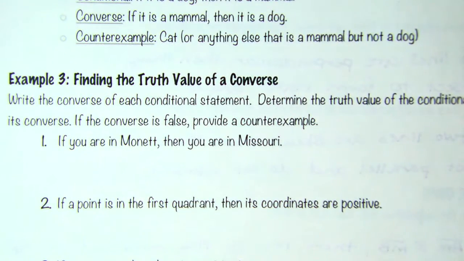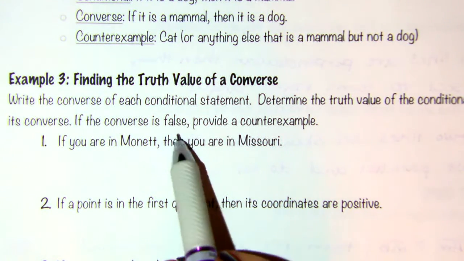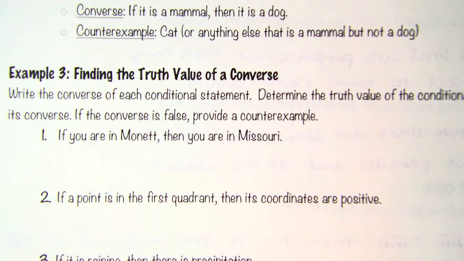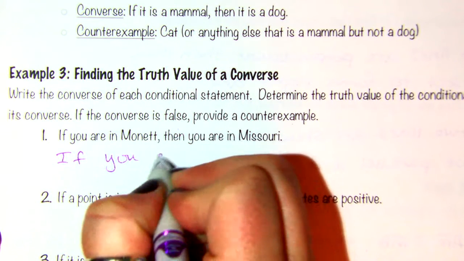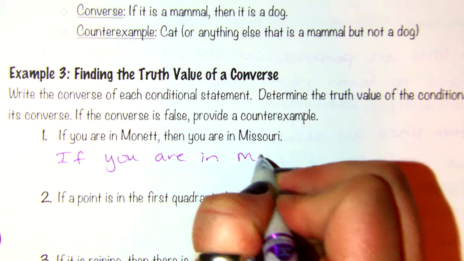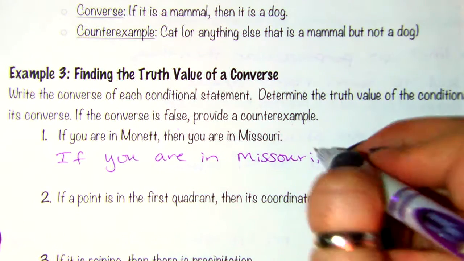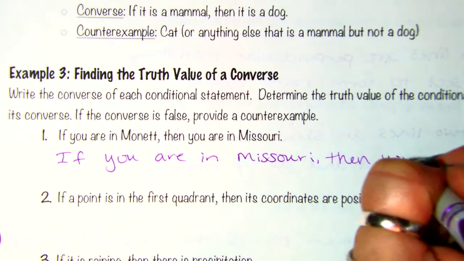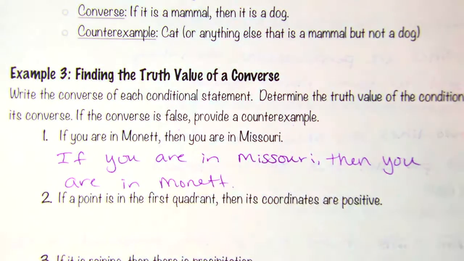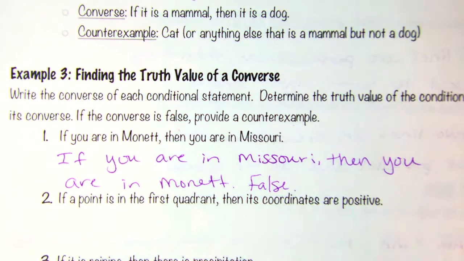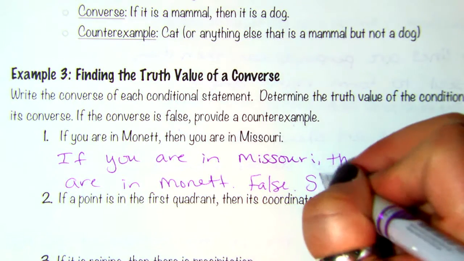It says, write the converse of each conditional statement, then determine the truth value. So we're going to say true or false. If it's false, provide a counterexample. So if it's true, then you just put true and you're done. So number 1, first write the converse. So we're flipping it. If you are in Missouri, then you are in Monette. So this is false. And then we have to give a counterexample. So any city that's in Missouri, that is not Monette, whatever you want to put. I'll put St. Louis.